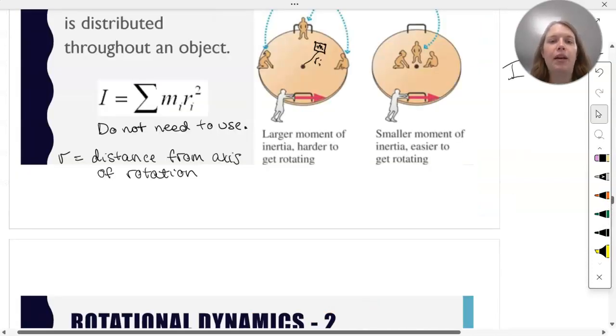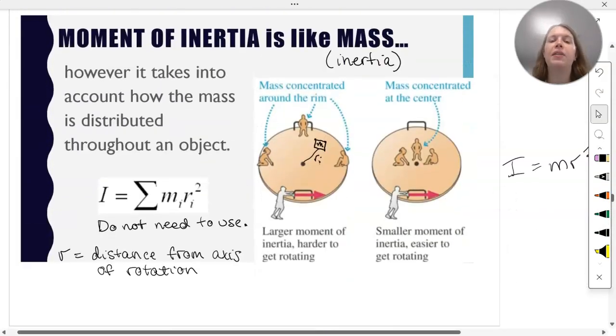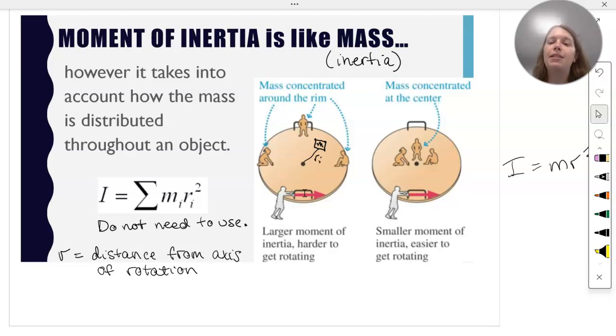So let's look back. If we think about this playground ride, if all of the people on the playground ride are out on the outside, it's harder to get this thing turning than if all the people sit on the inside. So with the mass close to the center, it has a lower rotational inertia or lower moment of inertia, and it's easier to get it accelerating, easier to turn it.